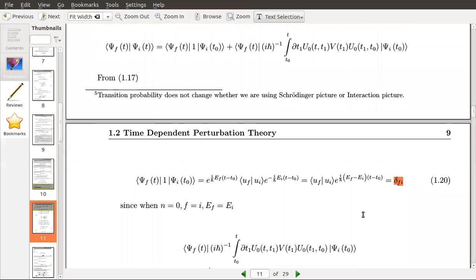Okay, so this you can write as delta fi, because when f and i are the same, this is 1. When f and i are different, this is 0. So this you can write as delta fi.